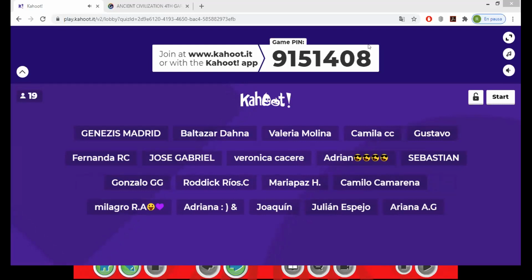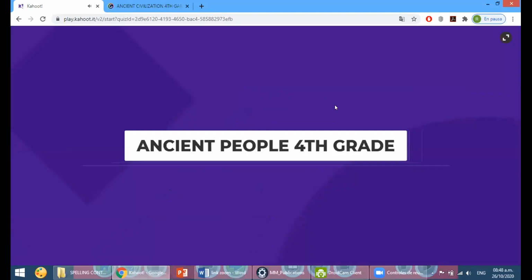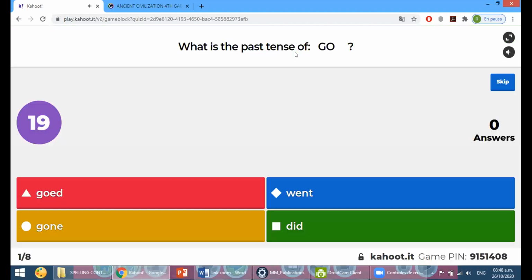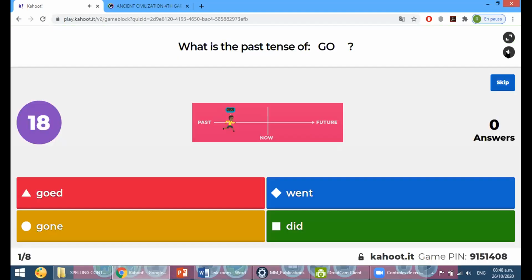We are going to make a revision of the verbs in past, the vocabulary we saw, and the questions we practiced in the last class. Okay, let's start. If you had problems with internet, use Zoom and the chat, please. In the chat, tell me the answer. What is the past tense of go? We are working in past, remember.